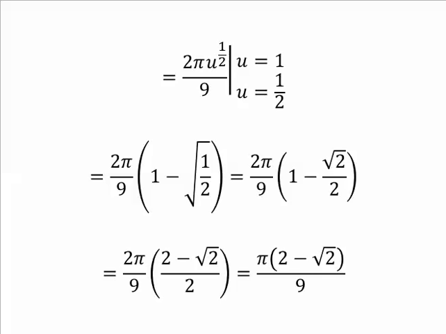Alright, so I go ahead and do the evaluation, and I get pi over 9, that ratio, times the quantity 2 minus radical 2. And that is the exact answer.